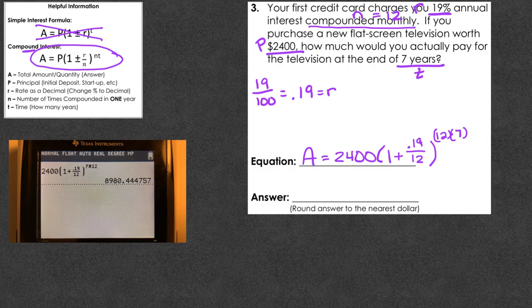8980.444757. This is referring to money, so we want to make sure we round it properly. In this particular case, it says round the answer to the nearest dollar. So I would assume to the nearest whole dollar is what we're looking for. And if that's the case, obviously we would look over to the 4. It's below 5, so we're just going to leave it at $8,980.